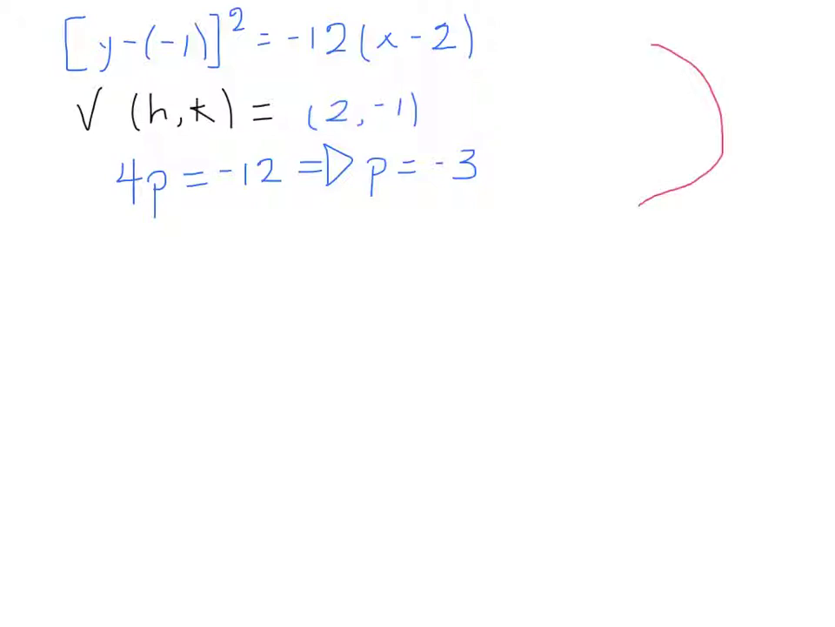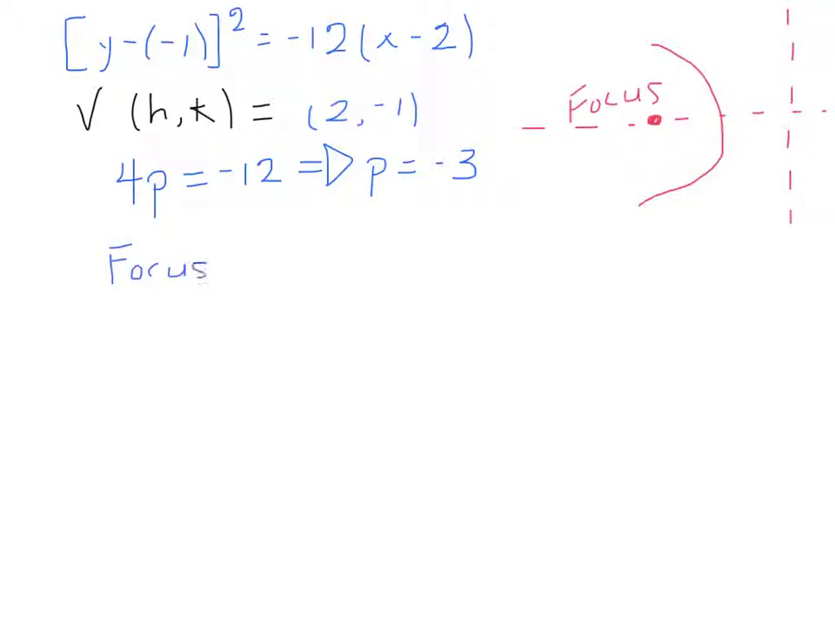Remember, the focus is always inside, if you want to think of it that way, the parabola. And the directrix is always outside. And in this case, the directrix is going to be perpendicular to the axis of symmetry. We have a horizontal axis of symmetry. And so our directrix is going to be vertical in that case. And so that gives us an idea of how to use this p to find what we need to find in terms of the focus and the directrix. So let's take a look.